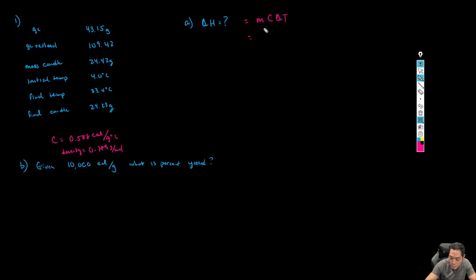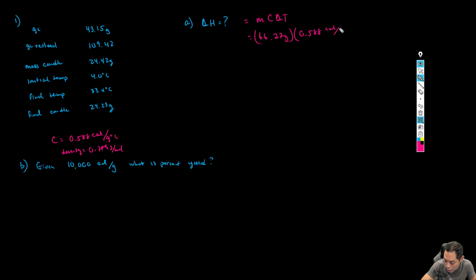So we do need to know the mass. So we could get it from here. If we subtract these two, we'll get the mass. So 109.42 subtracted by 43.15, and I get 66.27 grams of ethanol.